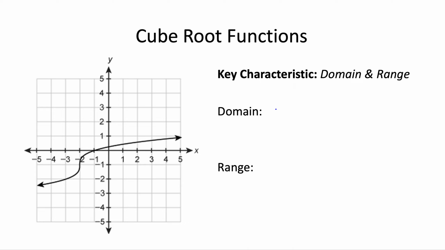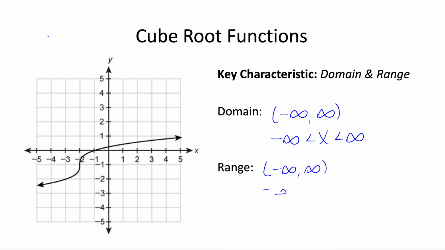So the domain will be all numbers from negative infinity to infinity, which is the same thing as saying negative infinity is less than x, less than infinity. The range is going to be all values from negative infinity to infinity. So we can say the range is negative infinity less than y less than infinity.